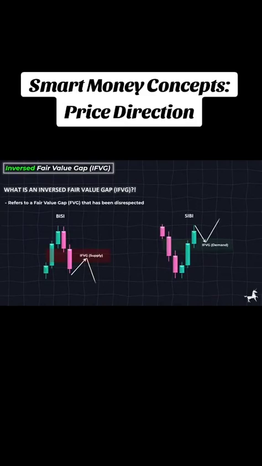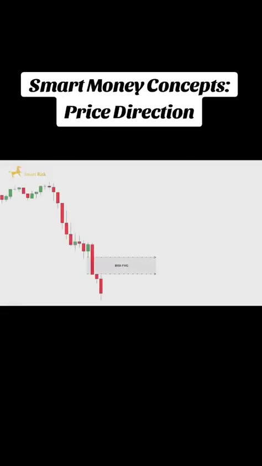It forms when price disrespects a regular FVG, meaning instead of reacting to it, price violates it by breaking and closing straight through it. When that happens, the original FVG switches its role and often acts as a new resistance or support zone, depending on which direction price breaks out. For better understanding, if you look at this example, we have a bearish fair value gap that price breaks through with these two bullish candles, creating an inversed fair value gap.